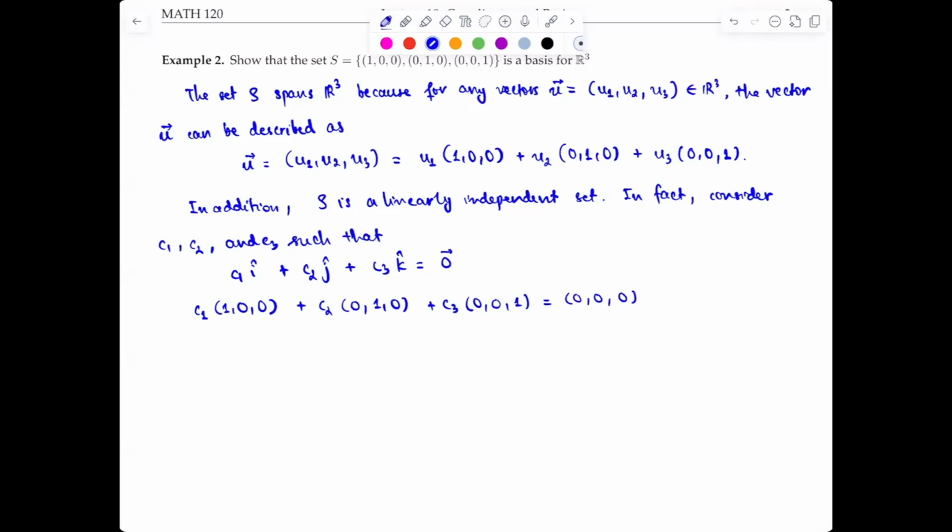So you have a vector with 3 components, therefore it's going to give you a system of 3 equations. So let's take a look at the first component. So we obtain.